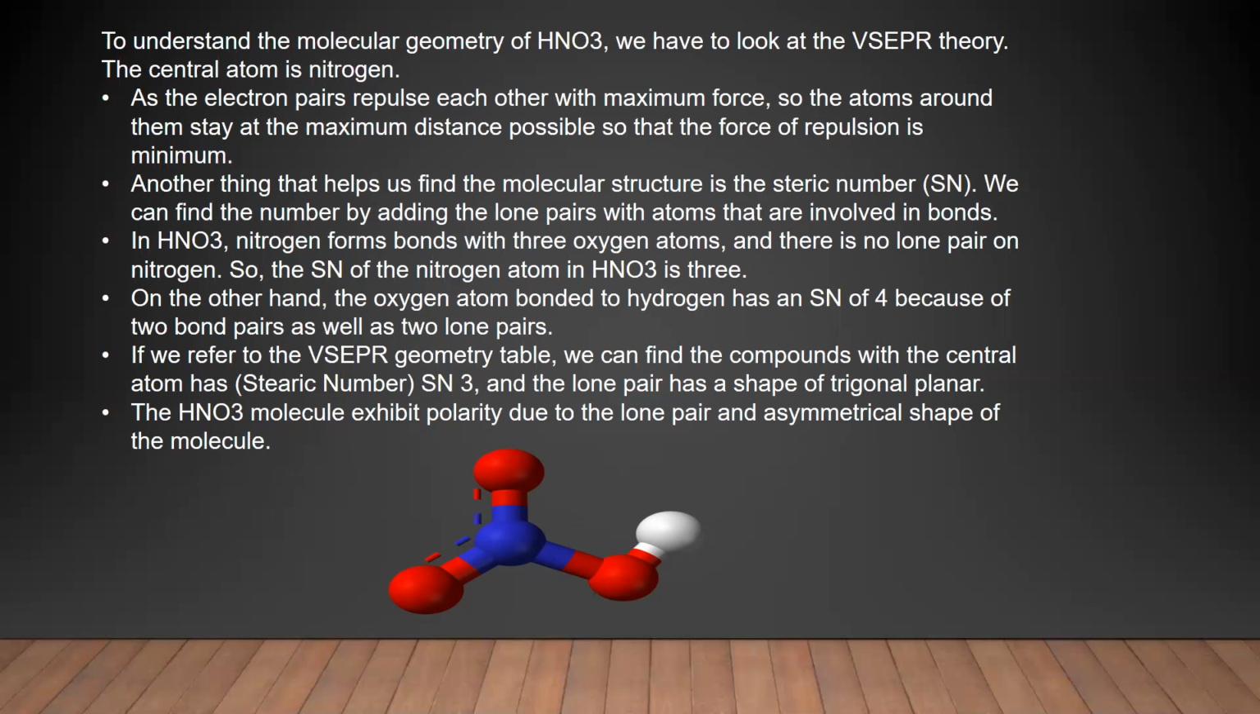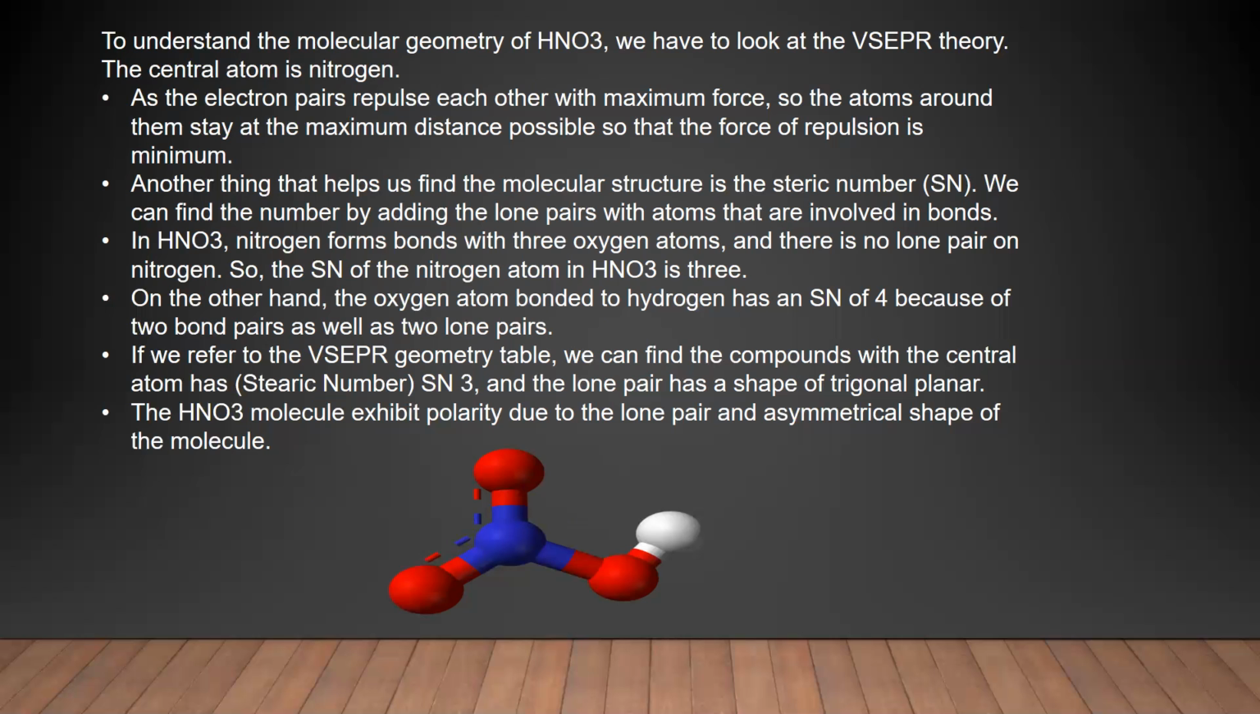As the electron pairs repel each other with maximum force, the atoms around them stay at the maximum distance possible so that the force of repulsion is minimal. Another thing that helps us find the molecular structure is the steric number. We can find the number by adding the lone pairs to the atoms that are involved in the bonds. In HNO3, nitrogen forms bonds with three oxygen atoms and there is no lone pair on nitrogen.